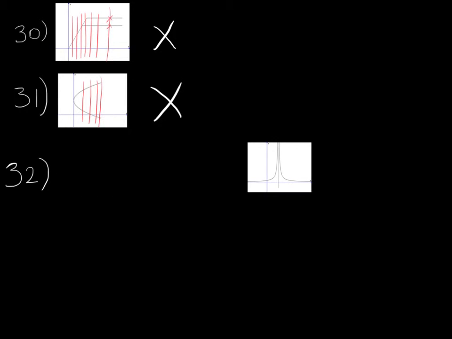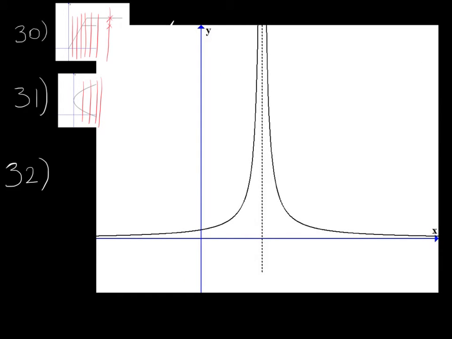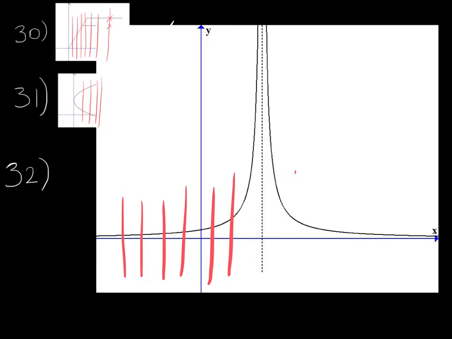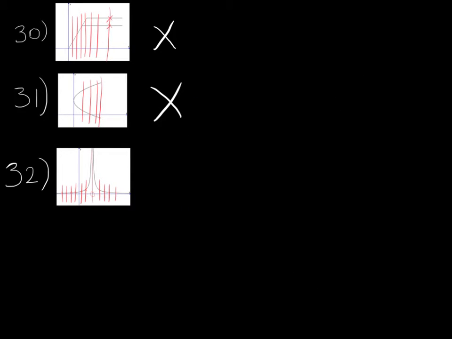Taking a look at 32, we notice that as we draw our vertical lines, we only hit the function once. Notice if you draw a line along the dotted line here, you don't hit the function at all, but this value is not in the domain of the function. It's not a value you're allowed to plug into the function. So for every place you can plug a value into the function, you only hit the curve at most once, making it a function. So we have, for our last one, number 32, a function.